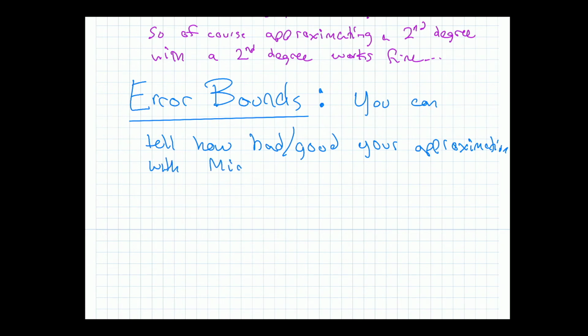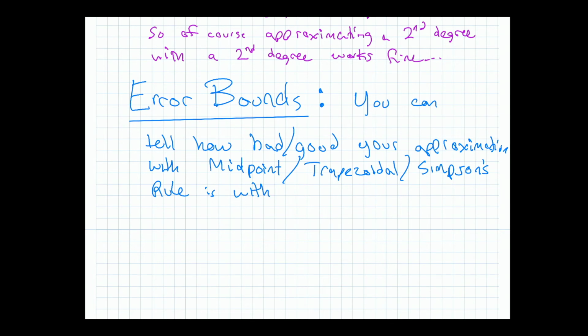That's with the midpoint or the trapezoidal rule or Simpson's rule. They all have their own formulas. So how good or bad your approximation is, without knowing the true answer.